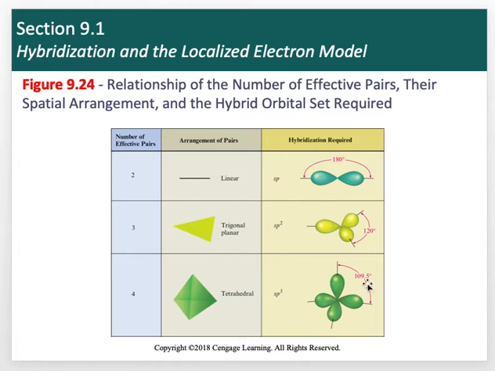So here's a little bit of a relationship to help us as we're going through this. If we have 2 electronic groups, that would be linear, which would give us sp hybridization: 1 from the s, 1 from the p. If we have 3 groups, we're sp2: 1 from the s, 2 from the p, for a total of 3. 4 electronic groups is sp3: 1 from the s, 3 from the p, for a total of 4.